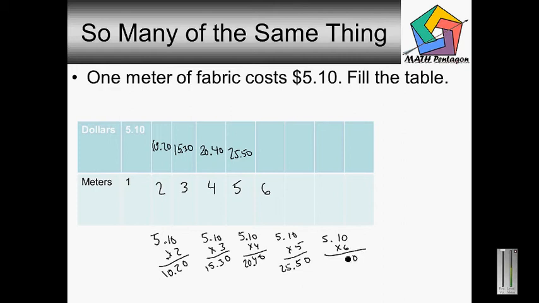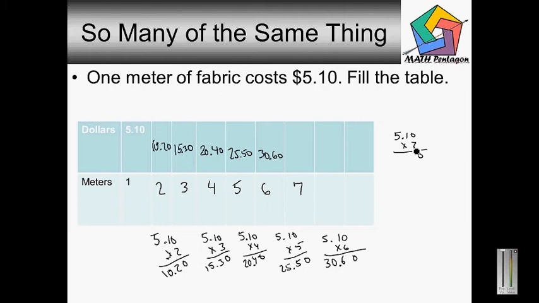0 times 6 is 0, and 6 times 1 is 6, and 5 times 6 is 30. So $30.60 would be how much 6 meters of fabric would cost. Now we have 7 meters of fabric, so we would just do $5.10 times 7.